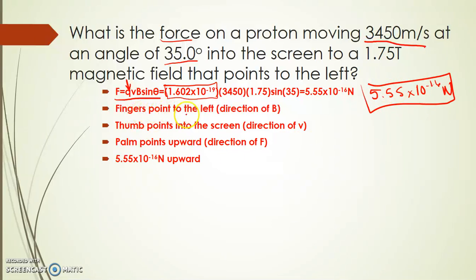Remember that fingers point to the left, the direction of the field. The thumb points into the screen, the direction of the velocity. So your palm points upward in the direction of F. So remember that you have to have a direction because it is a vector quantity. So we have a force, and then the direction will be upwards because of the right-hand rule.